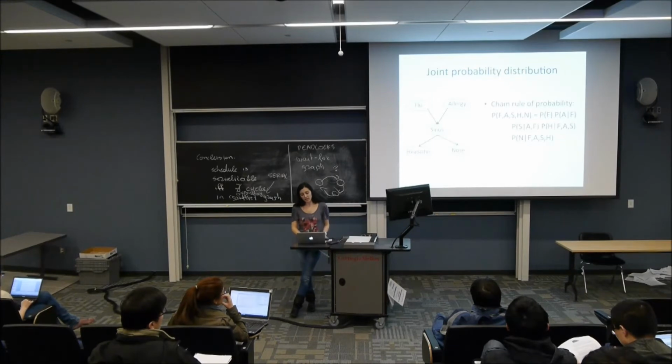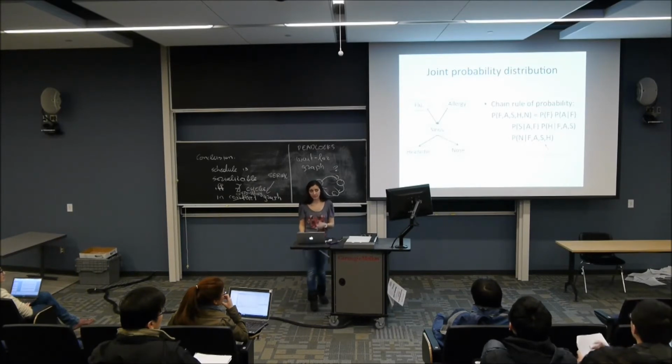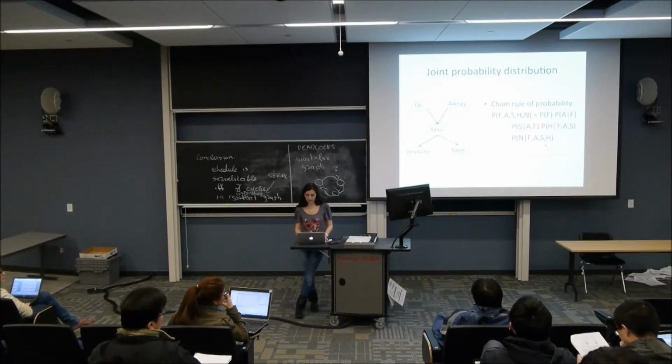Okay. So if we look at our variables, and we start from the top and go down to the children, and use the chain rule, then the joint probability of all of those variables would be P of f times P of a given f times P of s given a and f times P of h given f, a, and s, and times P of n given all of the other variables. If you look at this last term, this will be a probability table with 2 to the 5 entries, because every one of those variables has either a 0 or a 1. So this will become exponentially big very fast.